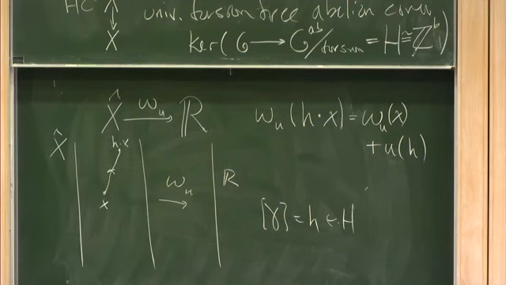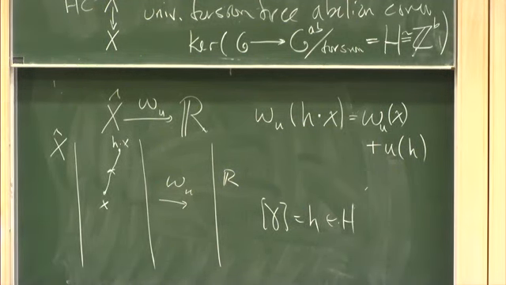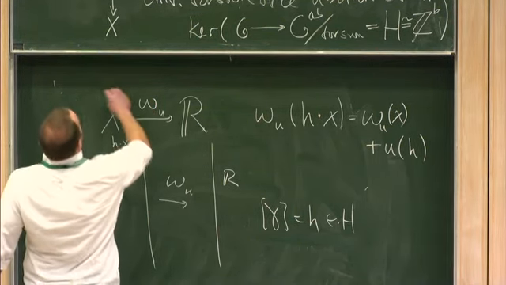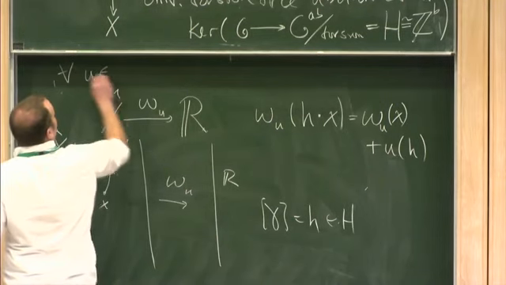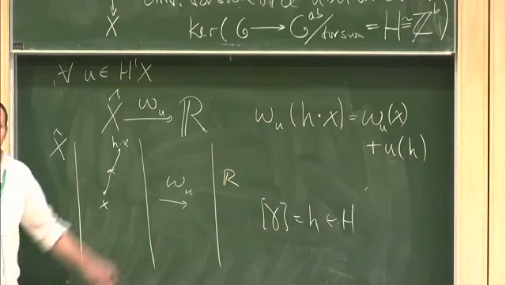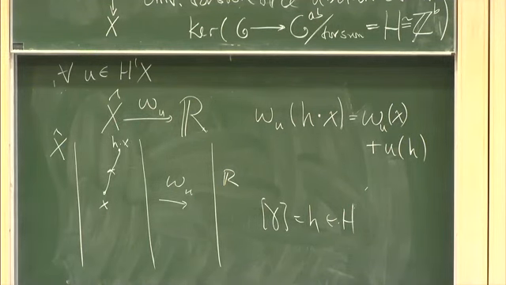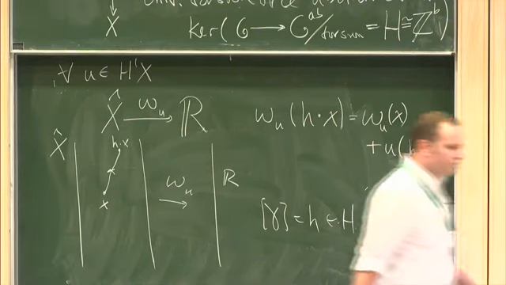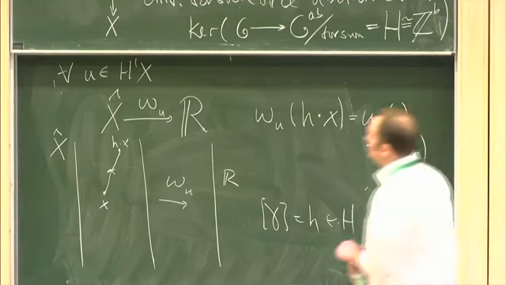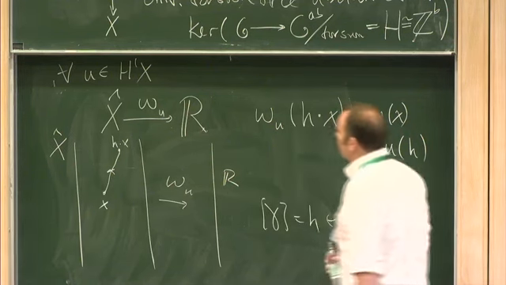Okay? Sorry, what's u in the first place? Sorry, u is just any element of H1 of X. For all u in H1 of X, I'm going to take some function that represents the class. Thanks. So now you represent your cohomology class with this one form.